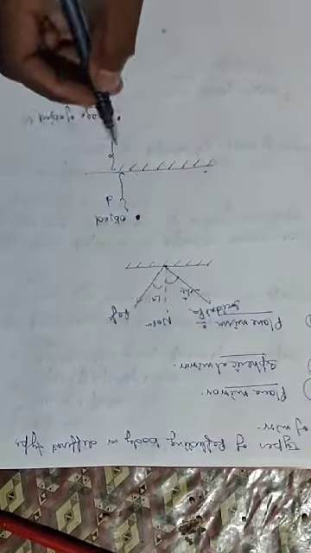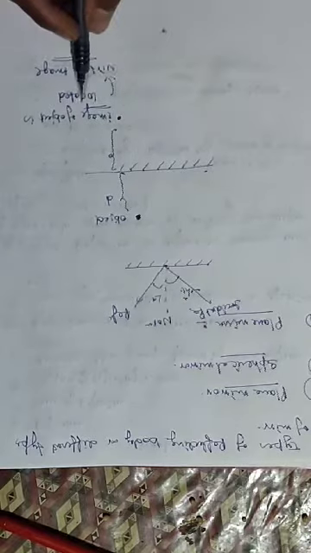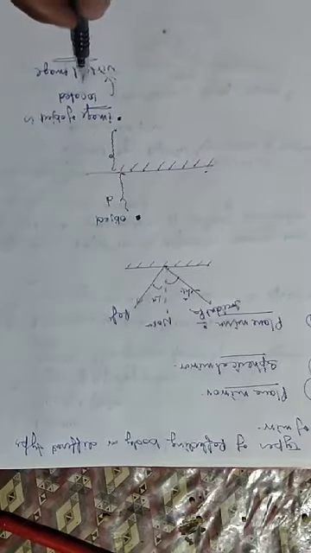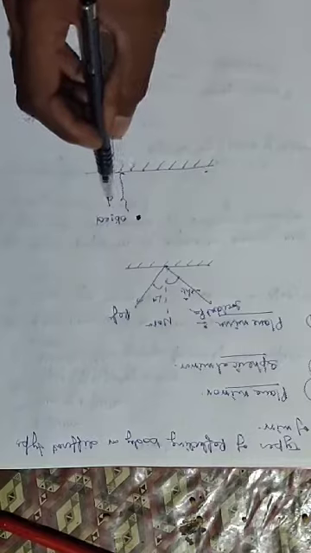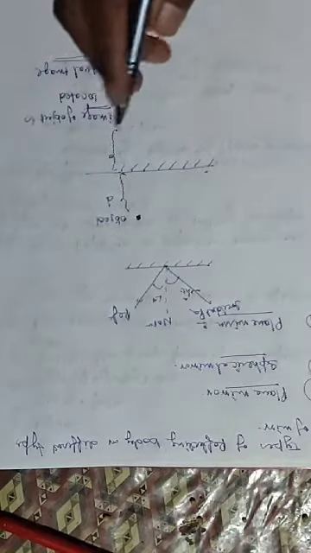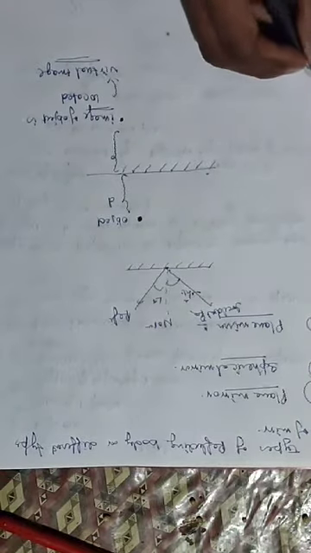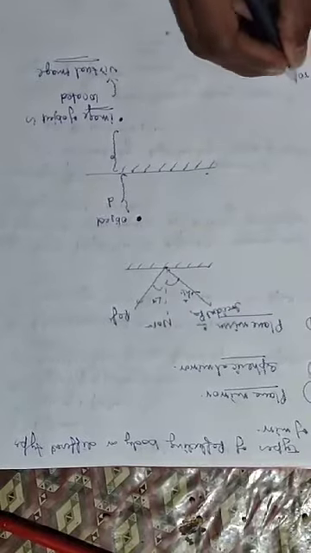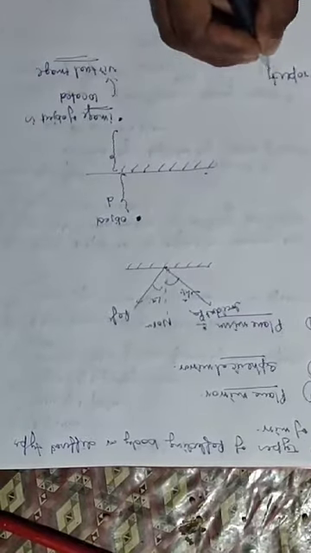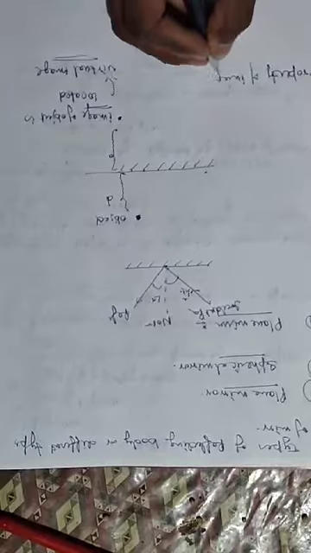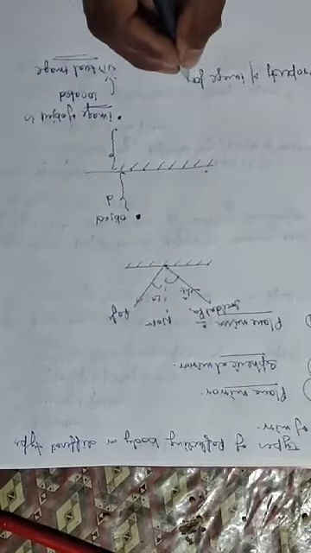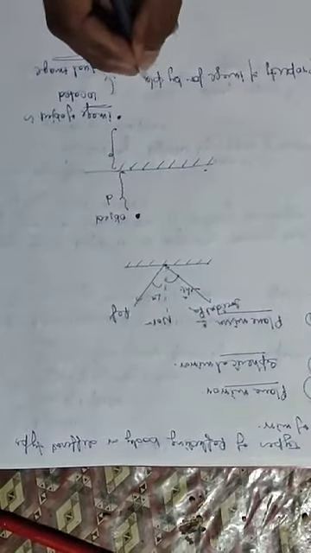So the image formed by the plane mirror is a virtual image and is at the same distance from the mirror as that of the object. So, writing all the properties of the image formed by a plane mirror: the first property is that the image which is formed is always virtual.